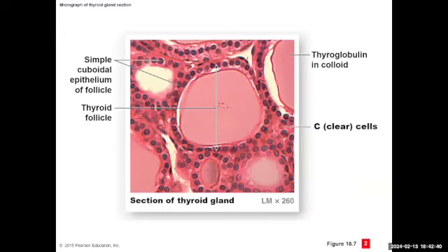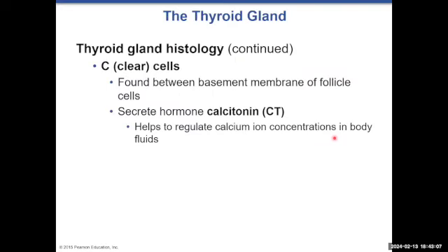So this is one of those thyroid follicles that I'm talking about. This is the layer of simple cuboidal epithelium. This is another follicle here. The colloid here in the middle is made up of thyroglobulin, and we said that it plays an important role in the production of T3 and T4. And this cell here that doesn't stain very well would be a C cell, and we said that that one produces calcitonin.